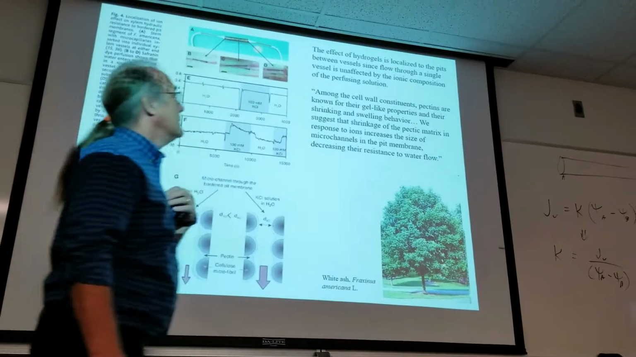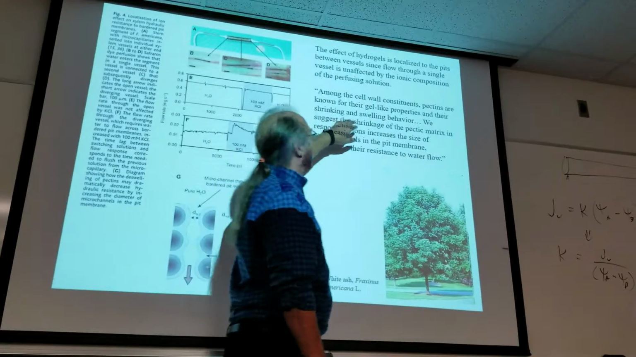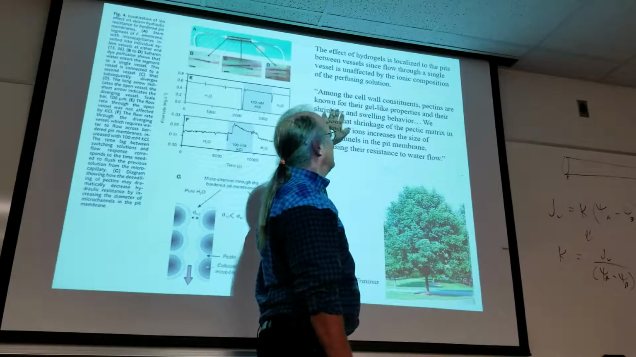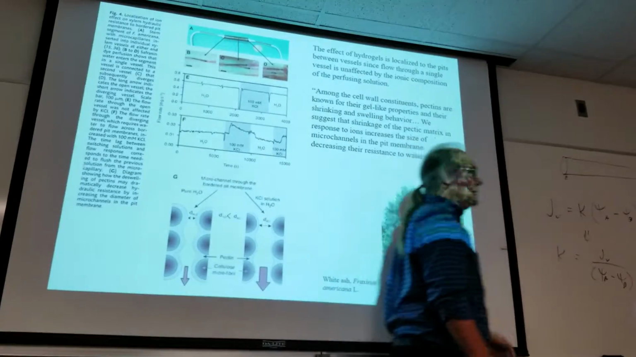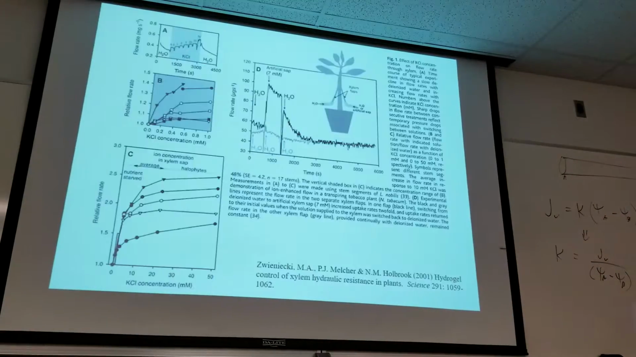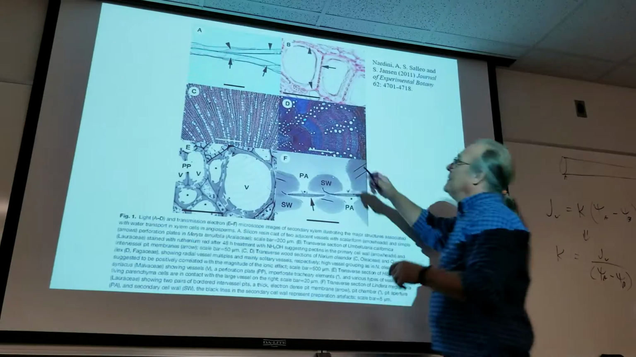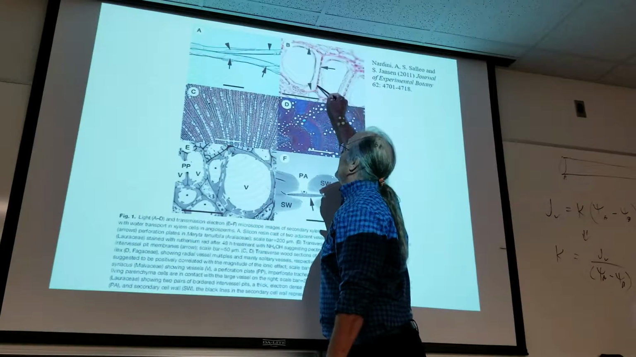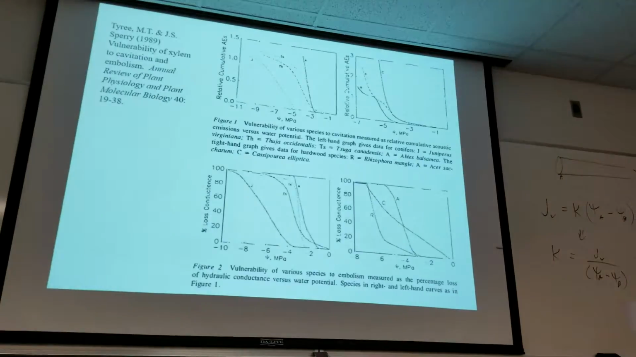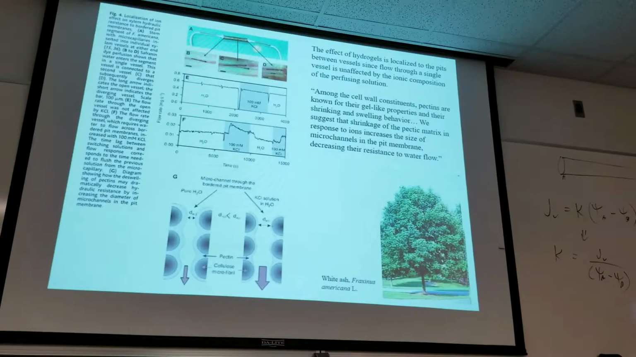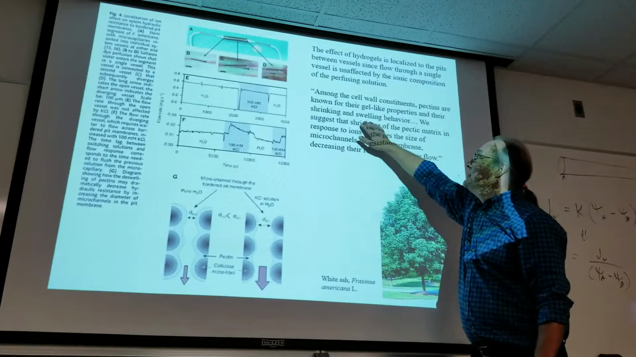Here's what they discovered, or what they hypothesized. Among the cell wall constituents, pectins are known for their gel-like properties and their shrinking and swelling behavior. Okay, so here, remember this picture back here. All this pink stuff around the xylem vessel, these are pectins. So these pectic substances are found in all cell walls, and especially in cell walls of xylem. Pectins are known for their gel-like properties and their shrinking and swelling behavior.